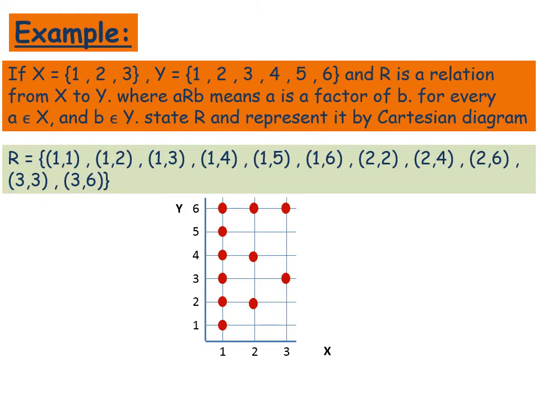And from the Cartesian product, we can understand the main difference between the relation and the Cartesian product. The relation is about pointing some points, not all points. All points means Cartesian product. Some points means relation. And every point of these red points satisfies the relation A is a factor of B.